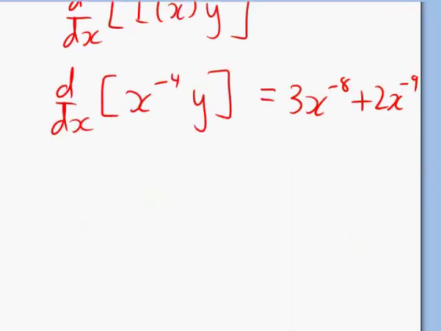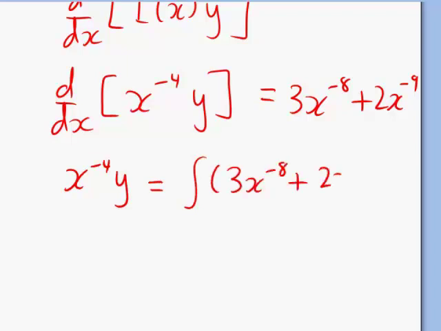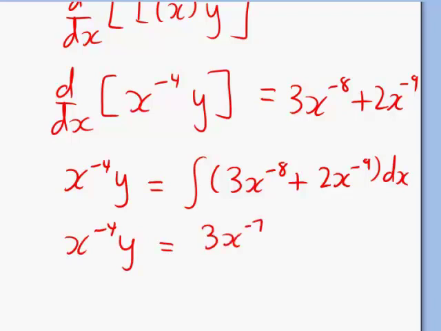Rewriting it in this form is very advantageous because remember that we're solving for the unknown function, which is y. Now, if we integrate both sides with respect to x, we'll simply be left with x to the minus 4 times y on the left-hand side, and then we can work out the integral of our right-hand side with respect to x. Doing that in this particular case is going to give us 3x to the negative 7 on negative 7 plus 2x to the negative 8 on negative 8 plus a constant c.